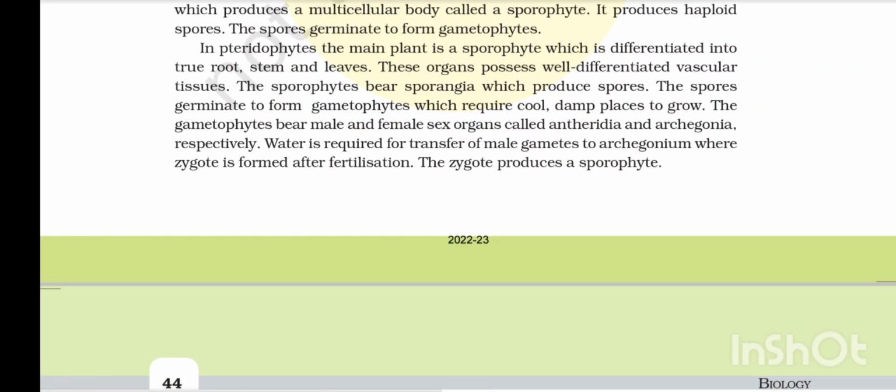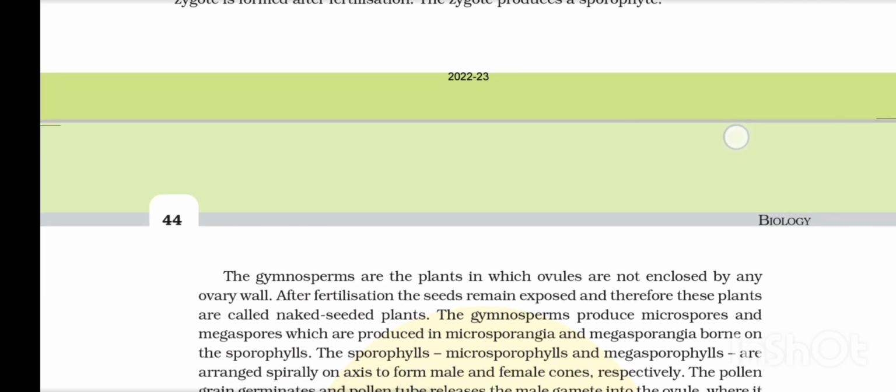In pteridophytes, the main plant is the sporophyte, which is differentiated into true root, stem, and leaves. These organs possess well-differentiated vascular tissue. The sporophytes bear sporangia, which produce spores. The spores germinate to form gametophytes, which require cool, damp places to grow. The gametophyte bears male and female sex organs called antheridia and archegonia respectively. Water is required for transfer of male gametes to the archegonium, where the zygote is formed after fertilization. The zygote produces a sporophyte.